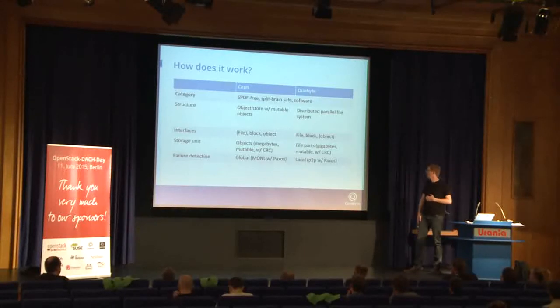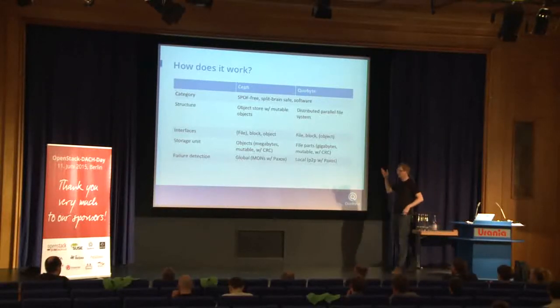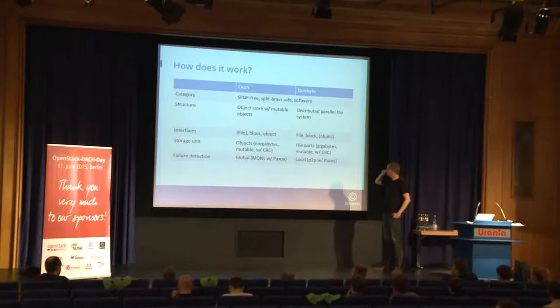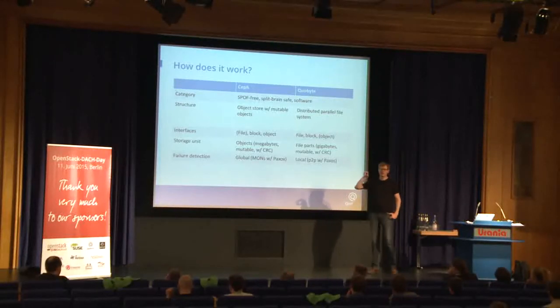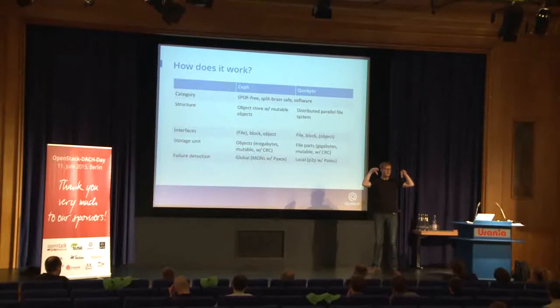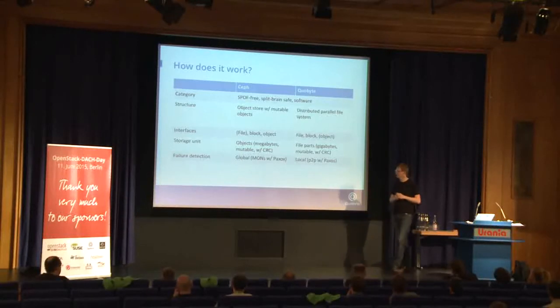Failure detection, both systems do have the split brain safety, use Paxos algorithms. The big difference is that in Ceph's case, this is done globally. You have those mons that basically determine the state of the system and enforce it. In Quobyte, nobody knows the state of the system. It's always local peer-to-peer decisions, which has a few advantages.